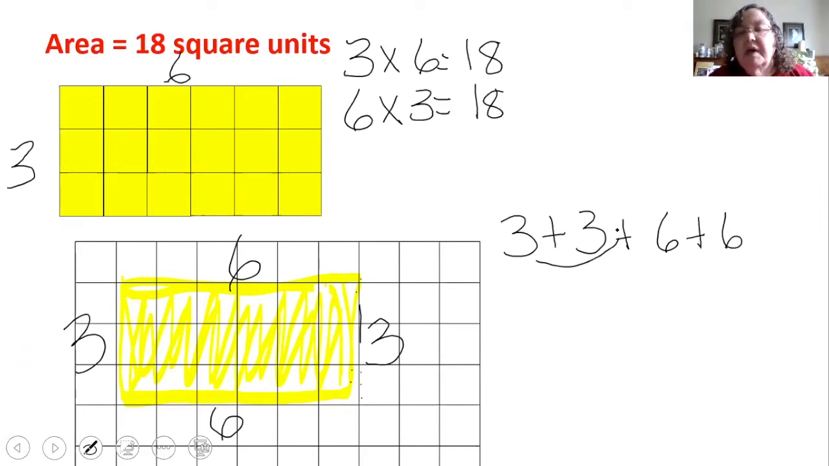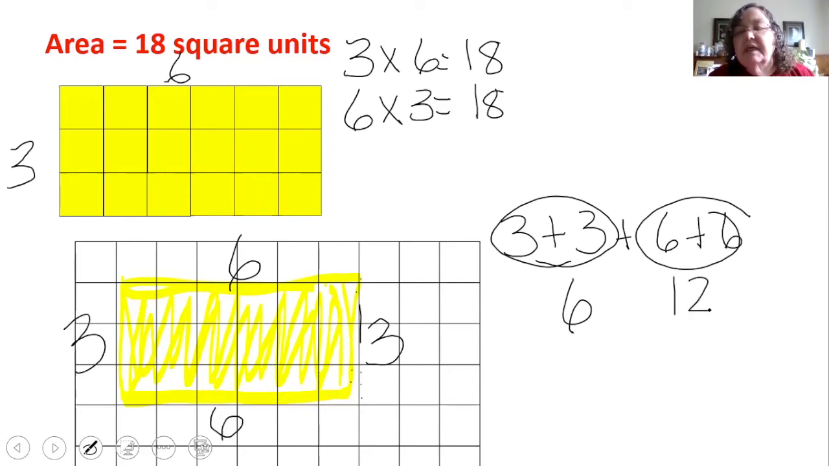And I see my 3 plus 3 is 6. 6 plus 6 is 12. And then I can do 6 plus 12 equals 18. But I still have to make sure I make it in my unit. So I'm going to say that the perimeter is 18 units.